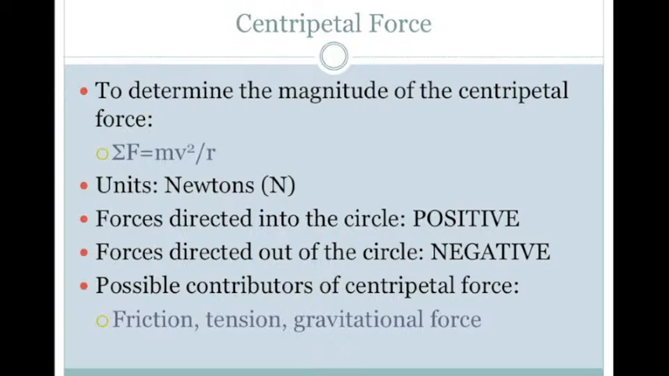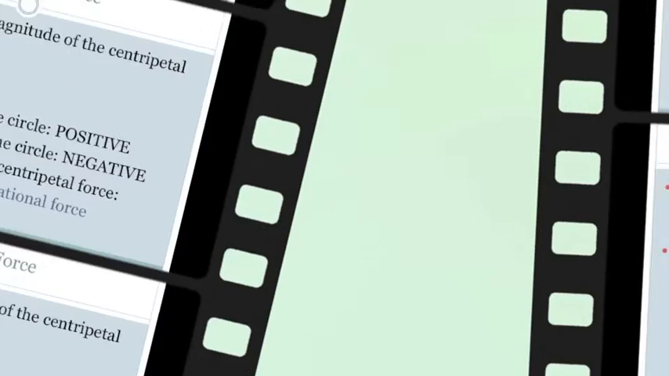To determine the magnitude of the centripetal force, use the formula sum of all the forces equals mv squared over r. M stands for the mass, and that is in the units of kilograms. V is the velocity, and that is the units of meters per second. And r is the radius, which is in the units of meters. Force has the units of N, or newtons. Remember that forces directed into the circle are positive, and forces directed out of the circle are negative. Possible contributors of centripetal force can be friction, tension, and gravitational force.